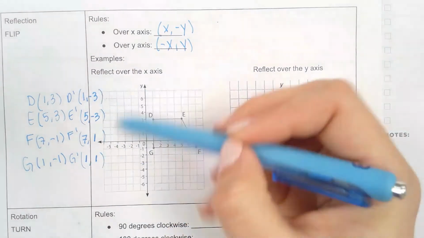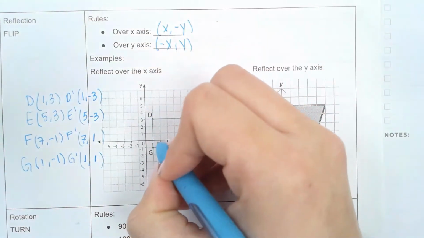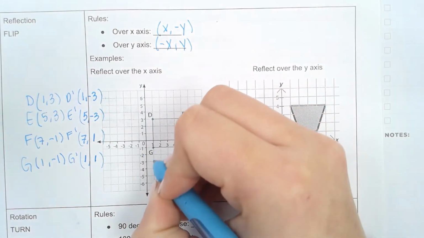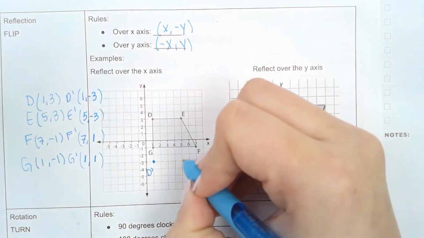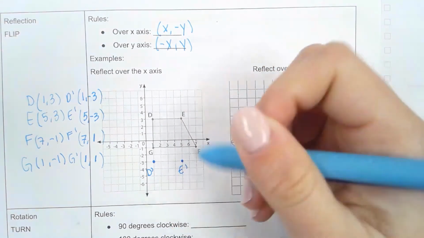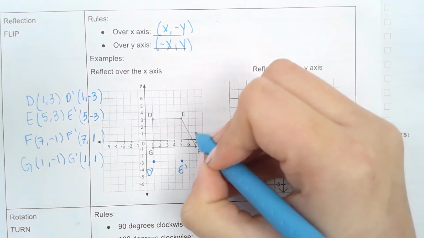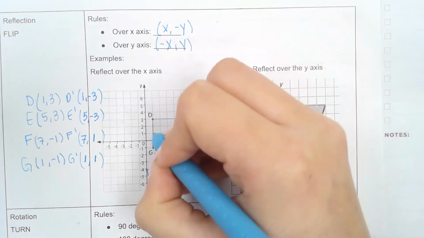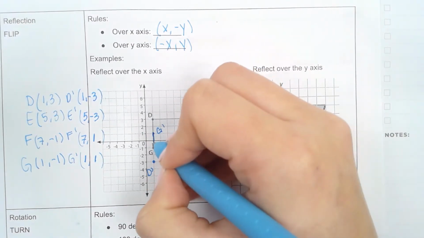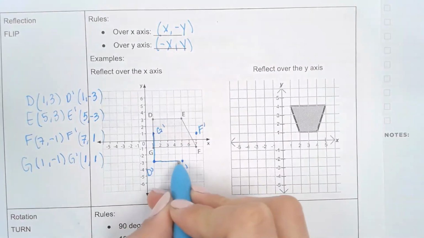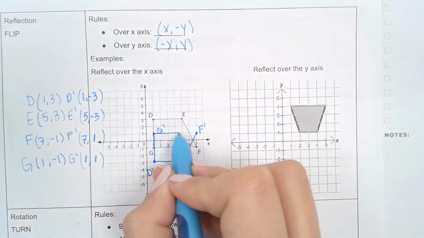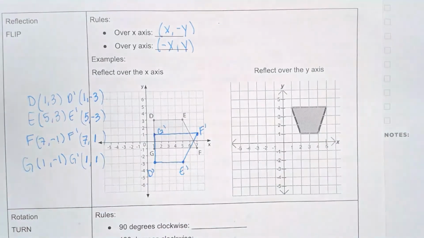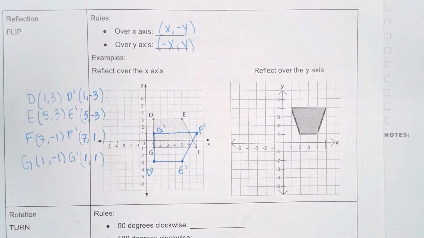Okay, then we can just plot it from here. So D prime is now at 1, -3. E prime is at 5, -3. F prime is at 7, 1. And G prime is at 1, 1. So notice how when you reflect, your pre-image and your image just look like a mirror. Okay, so they just reflect like a mirror, and that's all that you have to do.